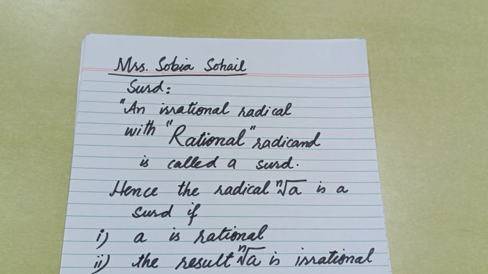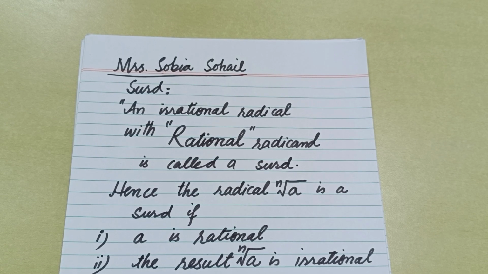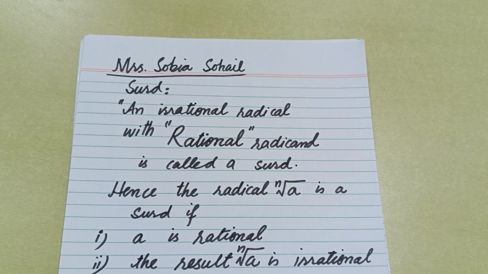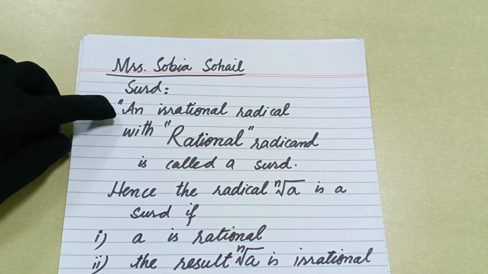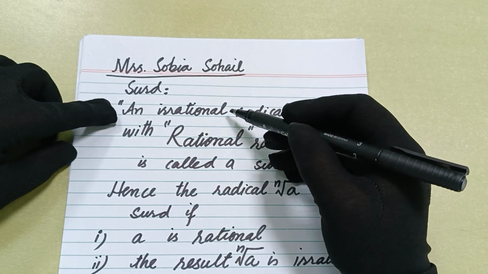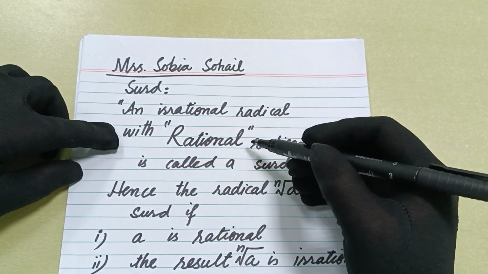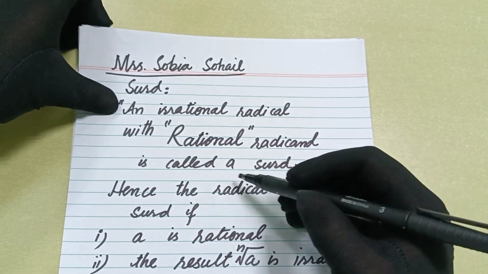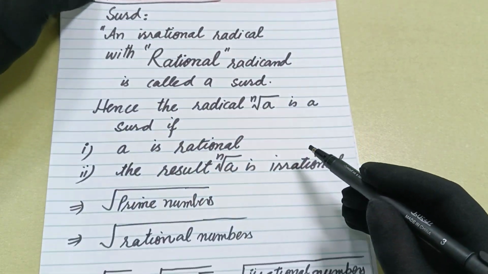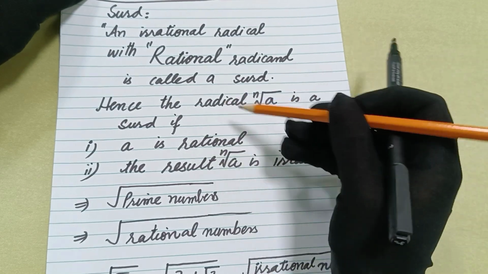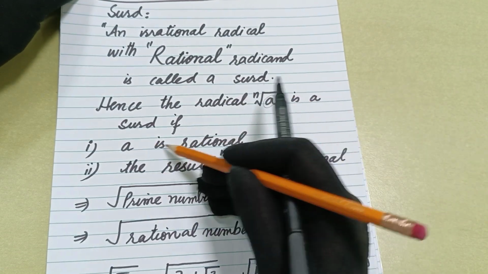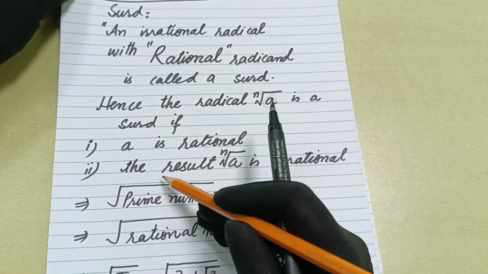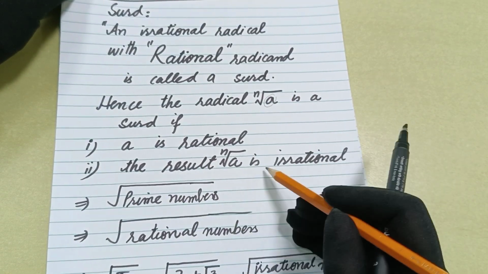So today I will explain about surds, its definition and the operations which can be applied with the questions involving surds. Okay, first the definition. Any irrational radical with a rational radicand is called a surd. So hence the radical is called a surd if and only if the number inside is a rational number, and when you solve it, the result is an irrational number.